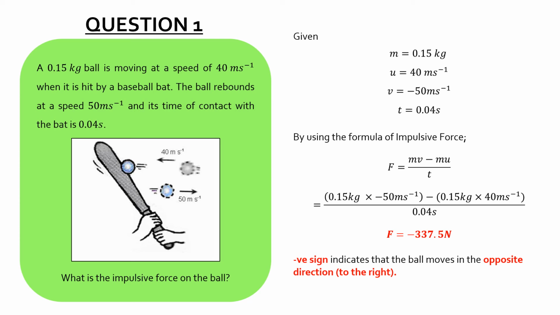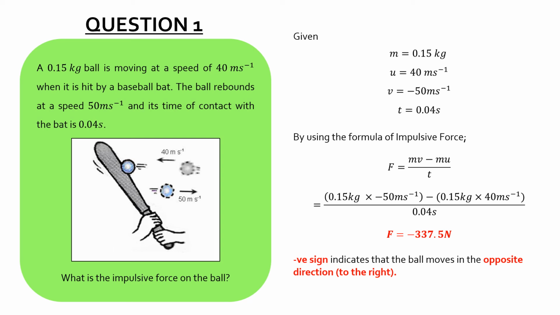Well, the first step in solving this question is that we need to list the given information in symbols. For mass, we can write it as m, which is 0.15 kg. For initial velocity, we can write u, which is 40 meters per second. Final velocity as v, which is 50 meters per second, and the time of impact as t, which is 0.04 seconds.